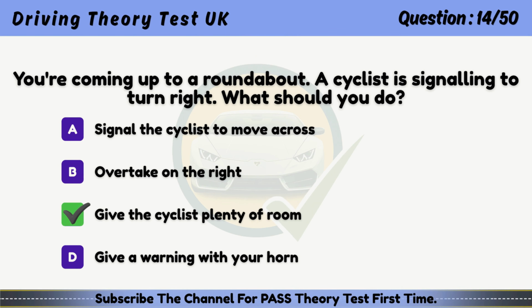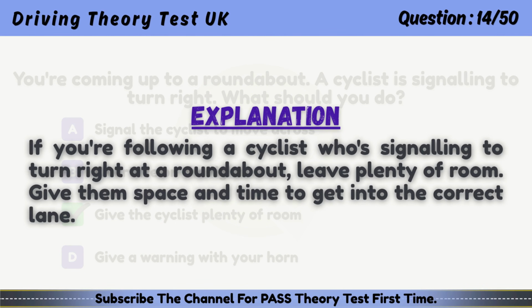Answer is C. Give the cyclist plenty of room. If you're following a cyclist who's signaling to turn right at a roundabout, leave plenty of room. Give them space and time to get into the correct lane.